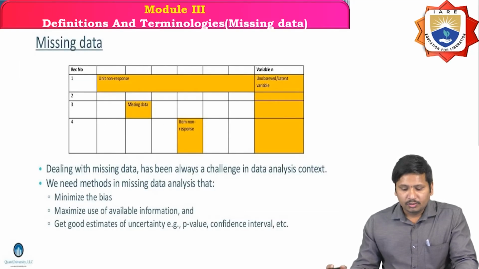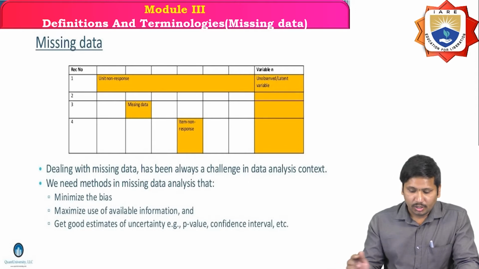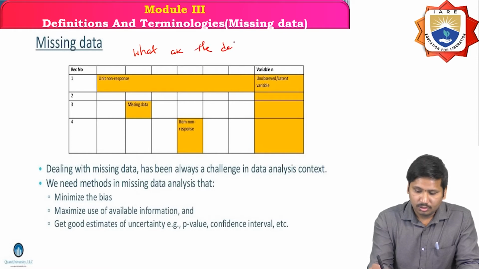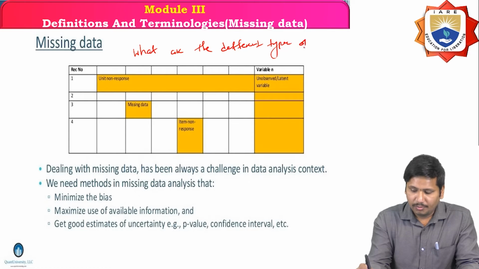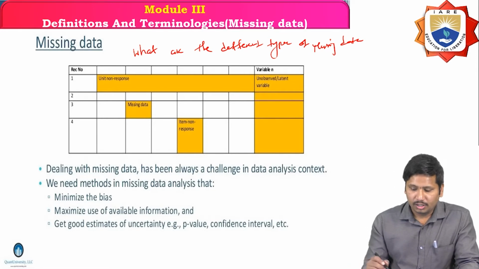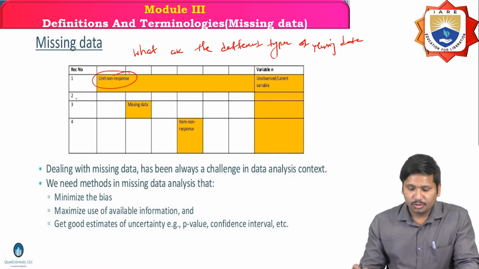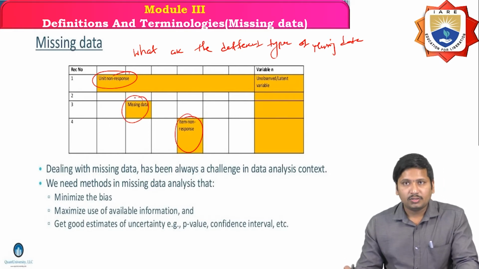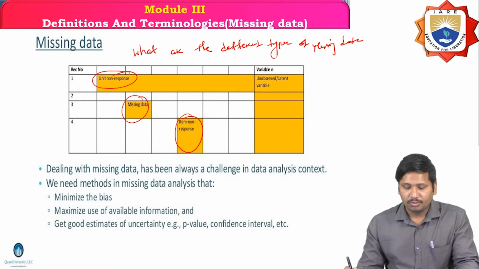So the question may arise here: what are the different types of missing data? We have different types, like unit non-response missing data, item non-response missing data, and normal missing data. These are the different types of missing data.